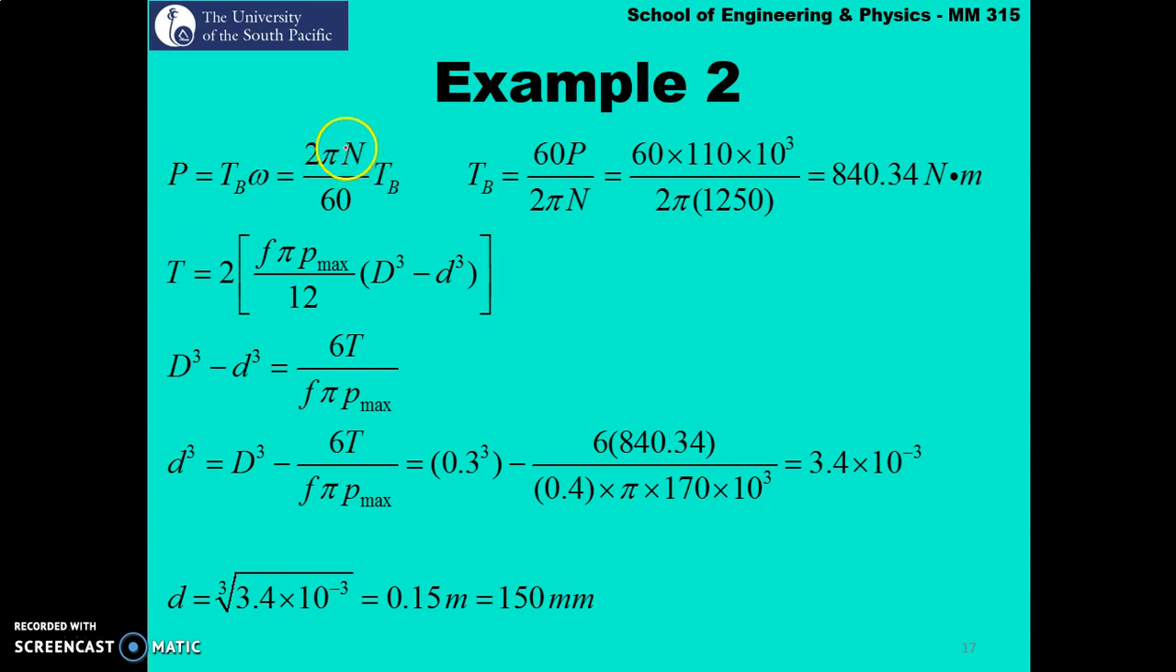Your speed was given as 1250. So we can simply calculate our torque. You can calculate your torque using this expression, or you can calculate your angular velocity, and the power divided by that angular velocity will give you your torque. So your torque equates to 840.34 Newton meter. Now, most of you will be asking me why I have a 2 over here in this expression.